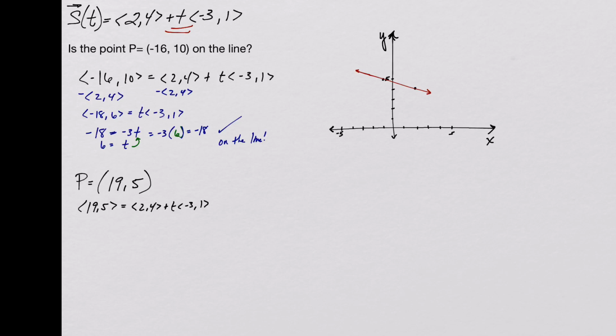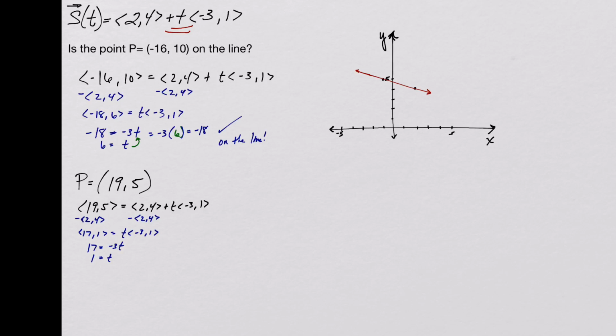Right, so we're going to do the exact same thing. We're going to subtract this vector 2, 4 from both sides. So that's 19 minus 2, so we get 17, and 5 minus 4 is 1, is equal to t times negative 3, 1. Right, and so now when I break this into a system of equations, I get 17 is equal to negative 3t, and 1 is equal to t.